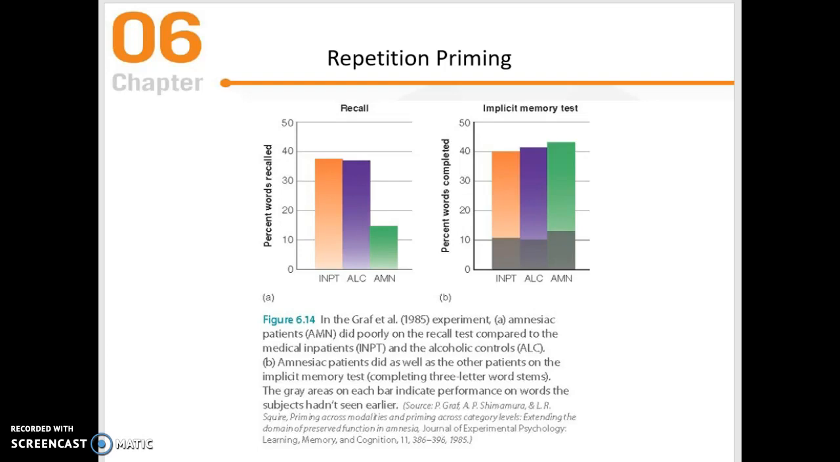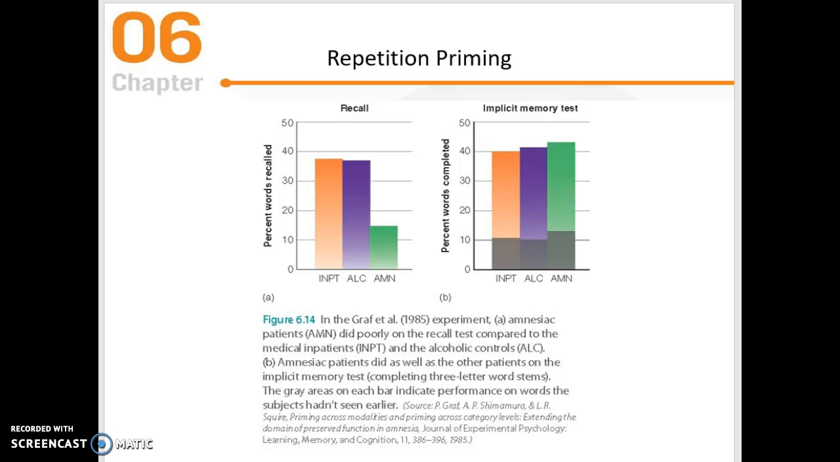The other test that they gave was completing 3-letter word stems. So if the word was table, they presented TAB, and the patients would have to complete the final letters of that word. Now, when they did that task, they were not able to rely on their long-term memory in a conscious way, but what we found is that they were able to use implicit memory to fill in the blanks, and you can see the performance greatly improved for the groups there, for the green amnesic group.